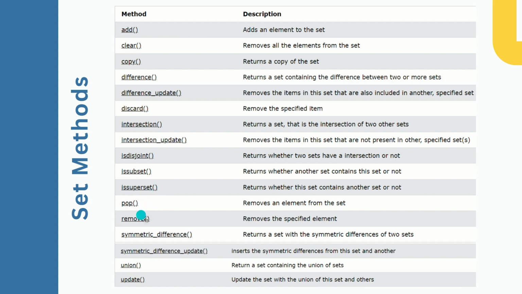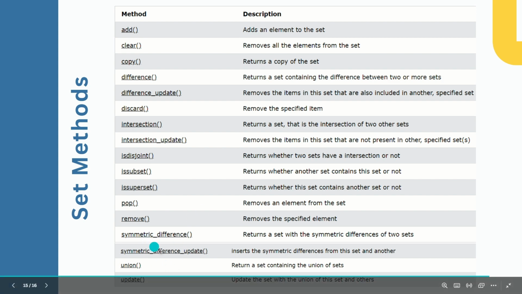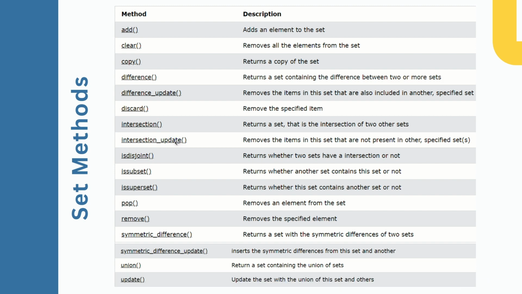And then we have pop and remove. Pop will remove an element from the set, and remove removes a specified element. So symmetric difference and symmetric difference update, again we saw. We also saw union, and we have also seen update. So there are many methods in sets, and this video is just about the basics. The rest of the methods you can try out on your own. So let us see what we have learned so far from the presentation, and we'll try to write the code for it.